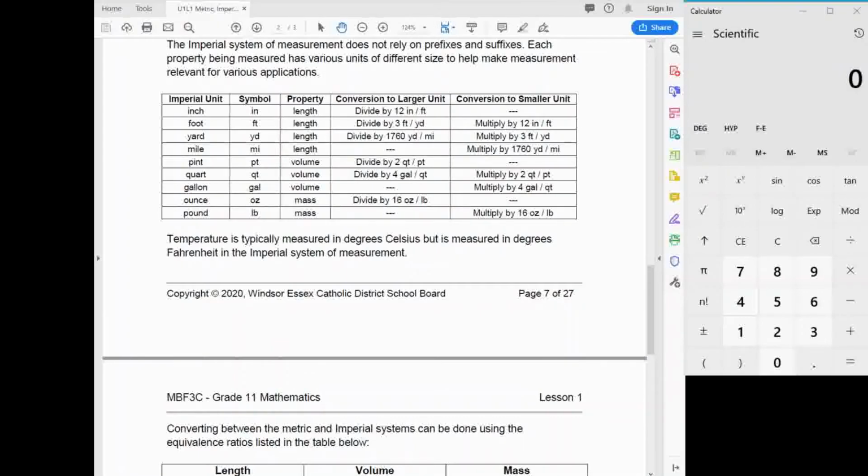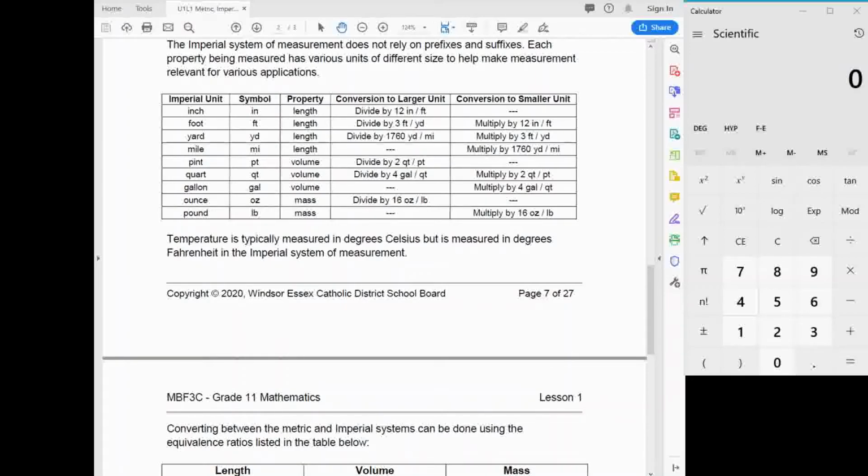We have the units of length, and these are just some of them, but these are the most common ones: the inch, the foot, the yard, and the mile. Their symbols are IN, FT, YD, and MI respectively. If we are going to convert an inch to a foot, we would divide by 12 inches per foot. If we're converting a foot to a yard, we're dividing by 3 feet per yard. And if we're converting a yard into a mile, we're dividing by 1,760 yards per mile.